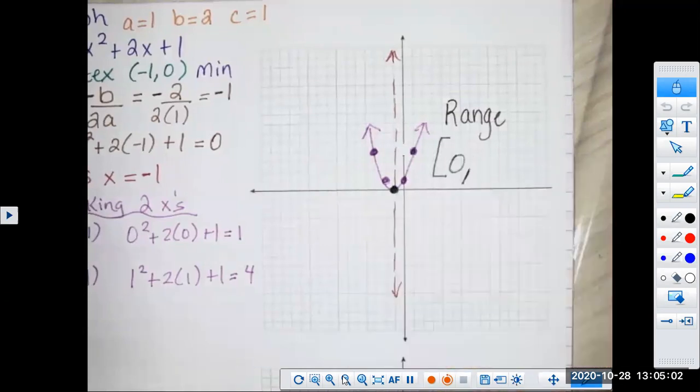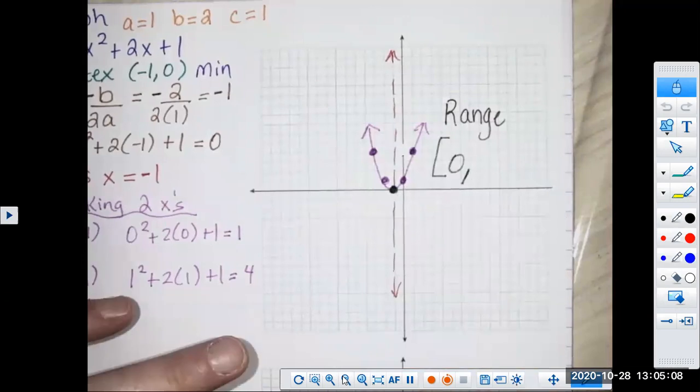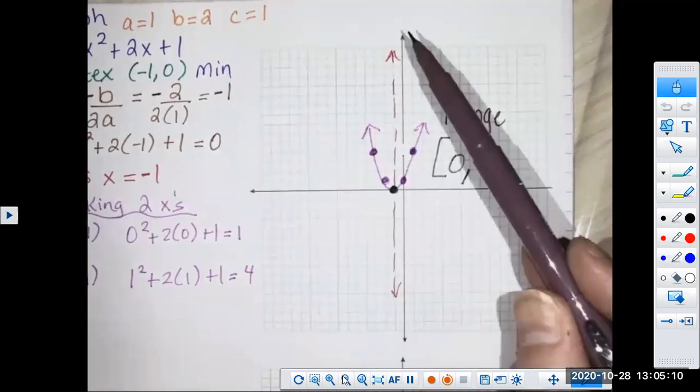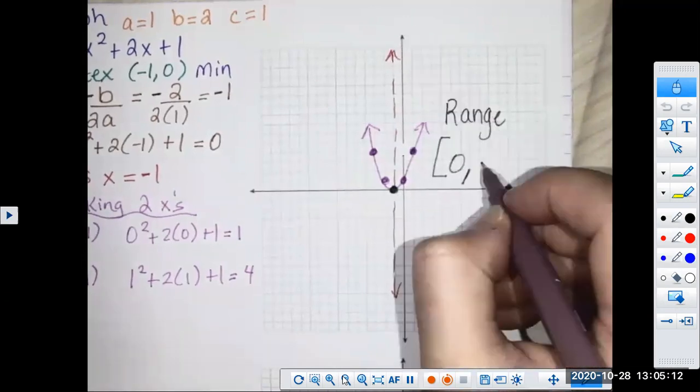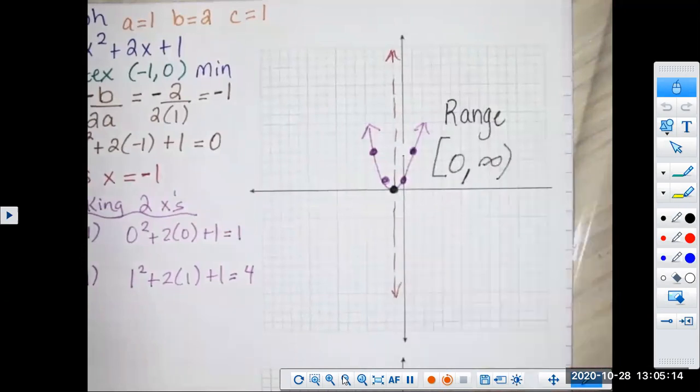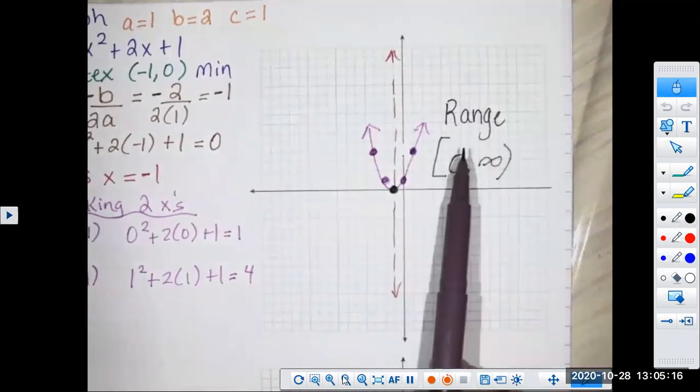Do y'all remember interval notation from chapter 2 that you probably hated at the time? How far up is it going? Good. It's going up forever. So your range for this parabola is bracket 0 to infinity.